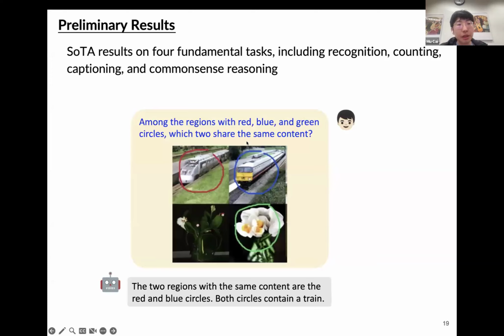And let's also see some interesting qualitative examples. All the examples here are drawn by users at inference time, meaning that our approach can generalize well to real-world users. Here, the user just randomly draws 3 circles with different colors, and we ask the model to determine which 2 circles share the same content, and our model can successfully see that the 2 regions with the same content are the red and blue circles, and the model can even explain that they both contain a tree. I think the trained model has at least some low-level intelligence here.